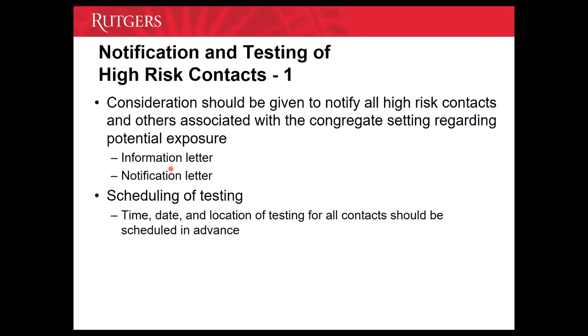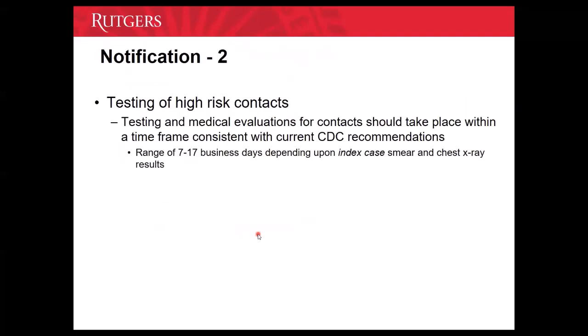So for instance, if I go to a school, there's 2,000 students in the school, and I identify 100 students and faculty to be tested, they will get the notification letter. And then 1,900 people would get the information letter. And in this letter, we talk about the time, date, and location of testing for all contacts. We also talk about how quickly these testings should take place.